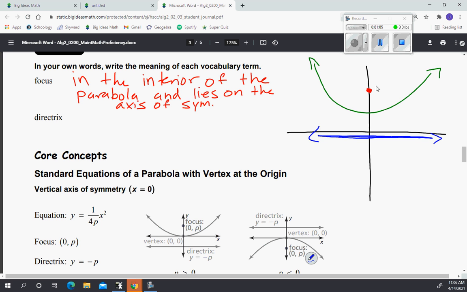Okay, that is also equidistant from the vertex as the focus is. So this lies halfway, nope, sorry. It is perpendicular to the axis of symmetry.